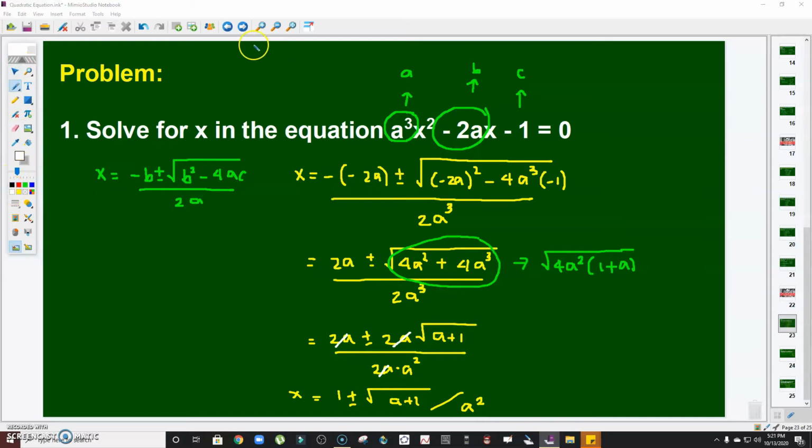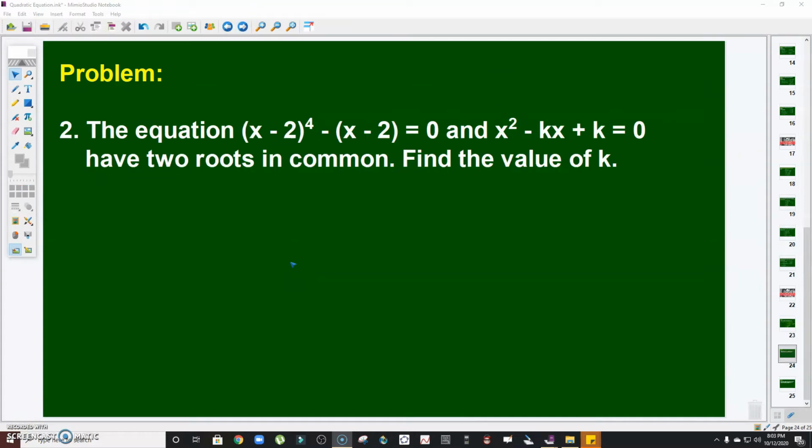Next, problem number 2. The equations (x minus 2) raised to 4 minus (x minus 2) equals 0 and x squared minus kx plus k equals 0 have two roots in common. The question is, find the value of k.